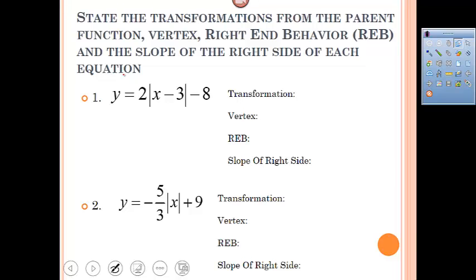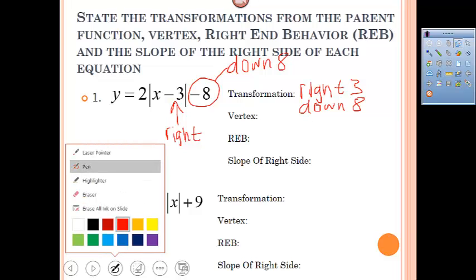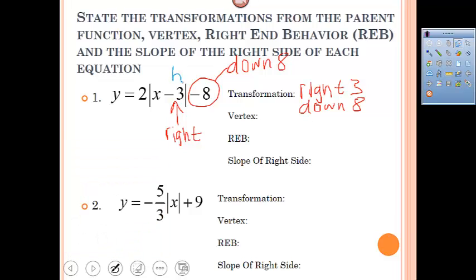So transformation is basically you're looking at your h and you're looking at your k. This says you're going to go to the right, because remember, opposite. So we're going to go right 3. And this one says we're going to go down 8. Vertex is your (h, k). So we know this is h. We know this is k. And remember, you do the opposite. So it's positive 3, comma, negative 8. That's your starting point. So when you graph these, your starting point is going to be at (3, -8).